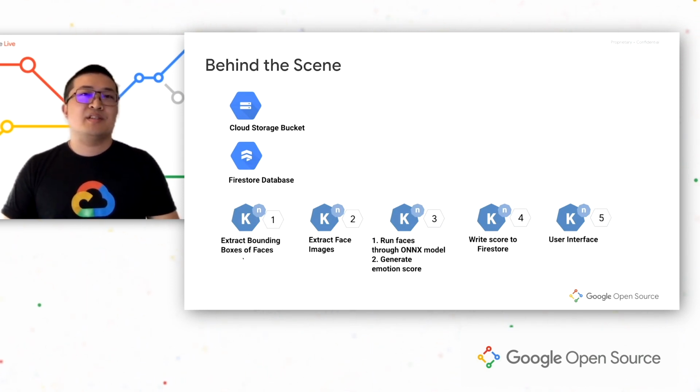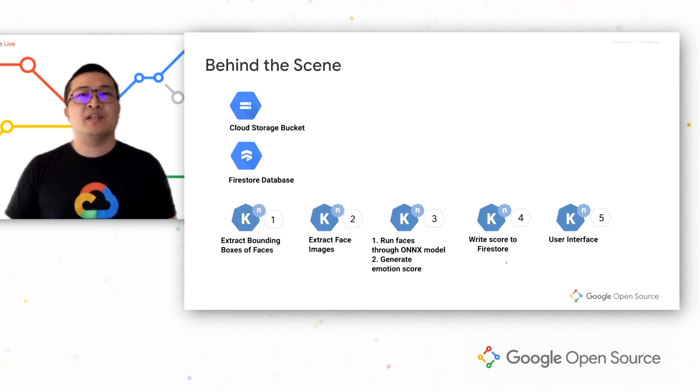The first service is responsible for detecting faces in the original image. Essentially, it will generate the coordinates of the face bounding boxes. Given these coordinates, the second service will extract the face boxes out as separate images. The third service will run the algorithm and generate a motion score for a given face box.